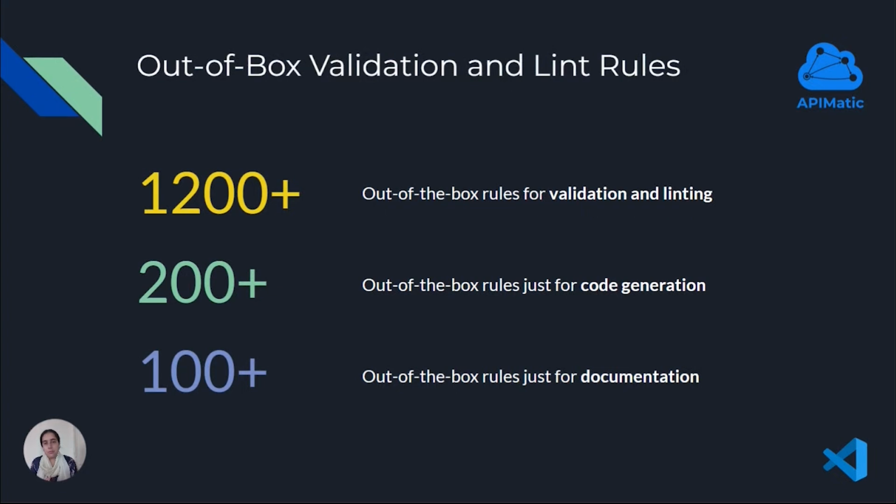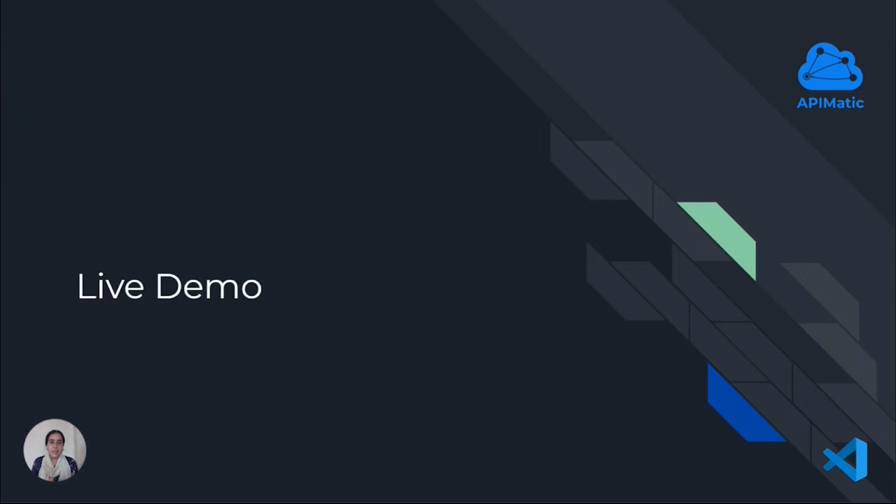Well, the extension comes packed with more than 1200 out of the box rules for validation and linting, along with more than 200 rules specifically targeting code generation and around 100 rules focused solely on documentation. So you won't need to spend time hunting for what's wrong and can simply find all the information you need at one place. Let's now dive into the demo and see the extension's key features in more detail.